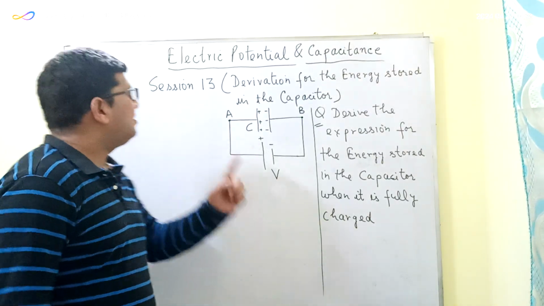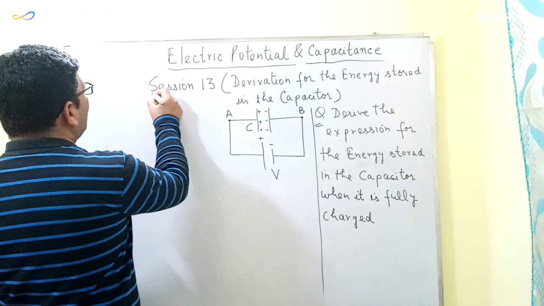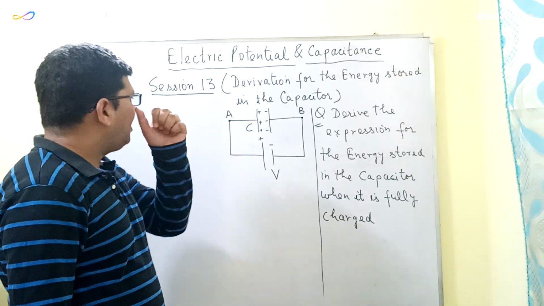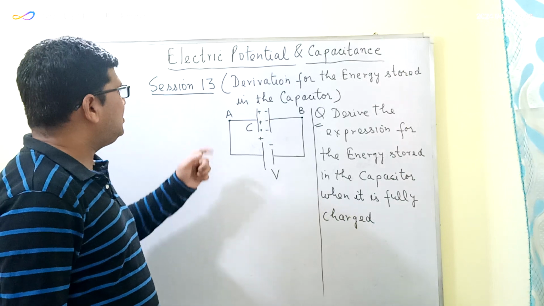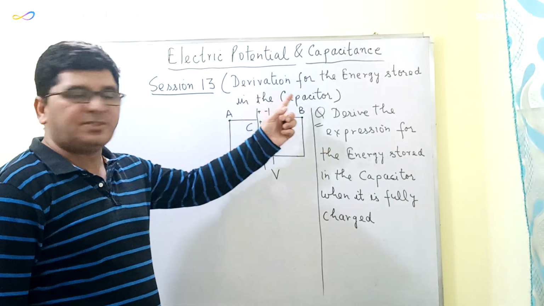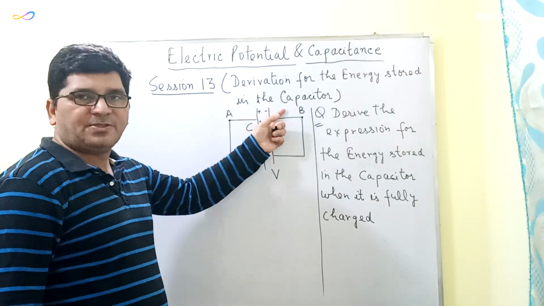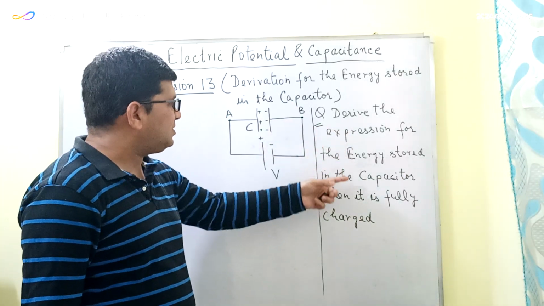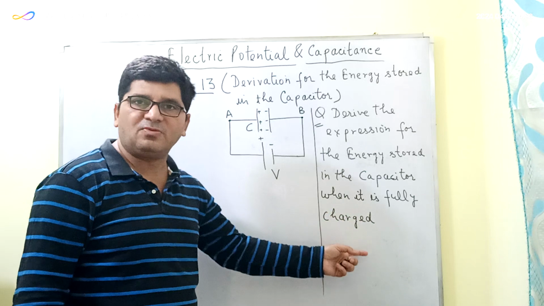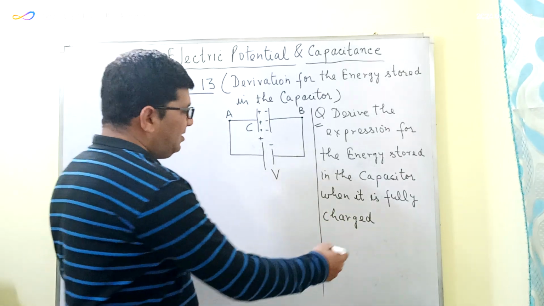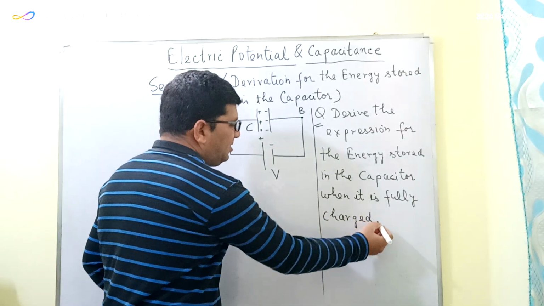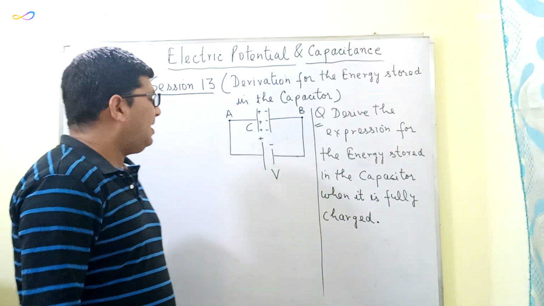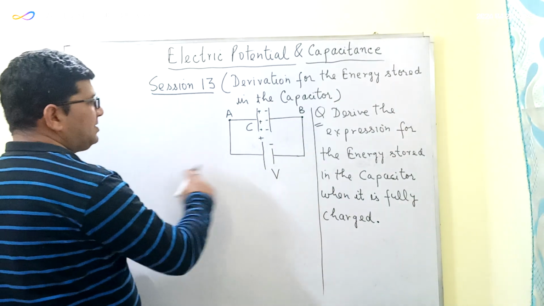Welcome back, students. This is session 13 from the playlist of electric potential and capacitance, and today the topic for this session is the derivation for the energy stored in the capacitor. So here I have written this question: derive the expression for the energy stored in the capacitor when it is fully charged. This question is important from the point of view of the board examinations, so let's start.